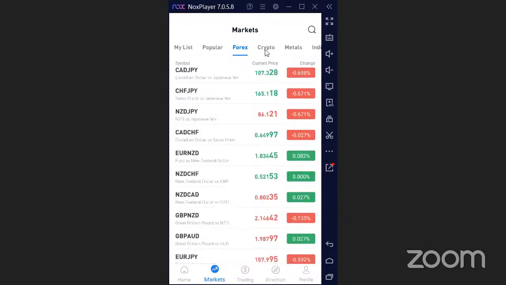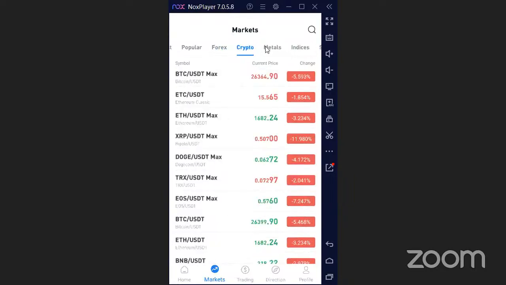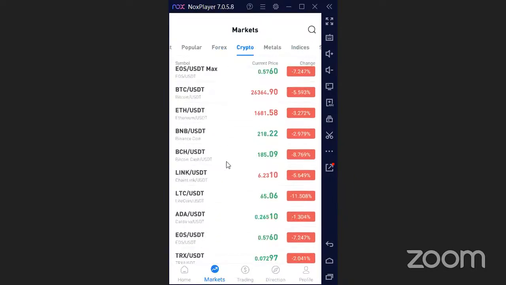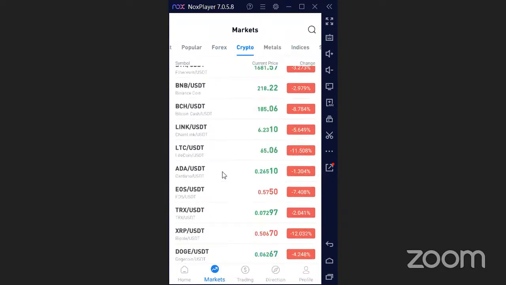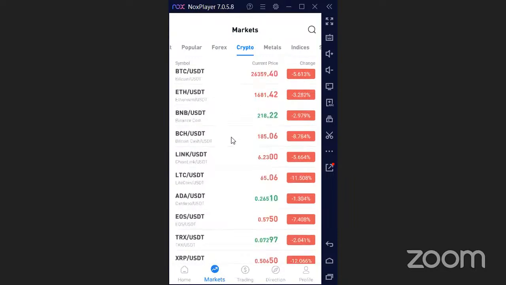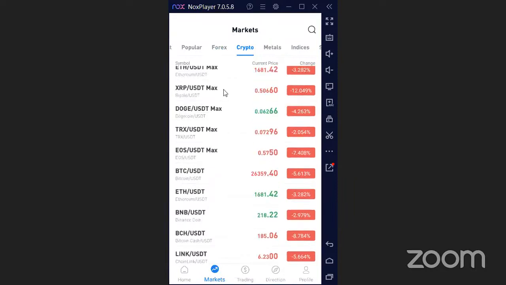Then we have crypto also, and we have a lot of assets on crypto. We have Litecoin USDT, we have ADA. If you're familiar with the cryptocurrencies, you can trade them also. We have the Doge USDT here, which is Doge trading against USDT. You can also place an order if you find any position in any of those cryptocurrencies using your technical analysis.